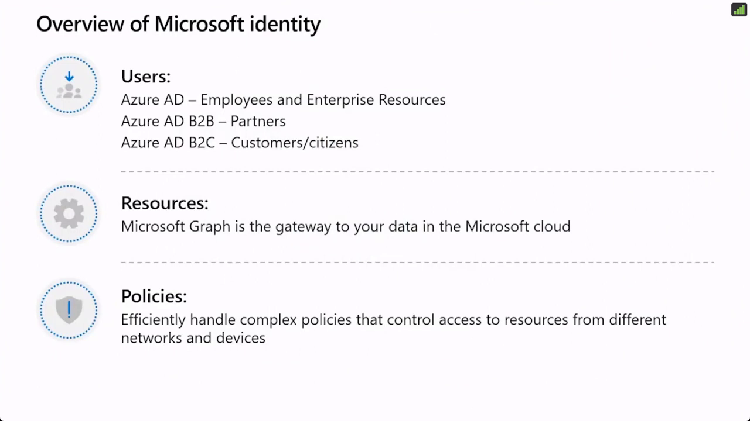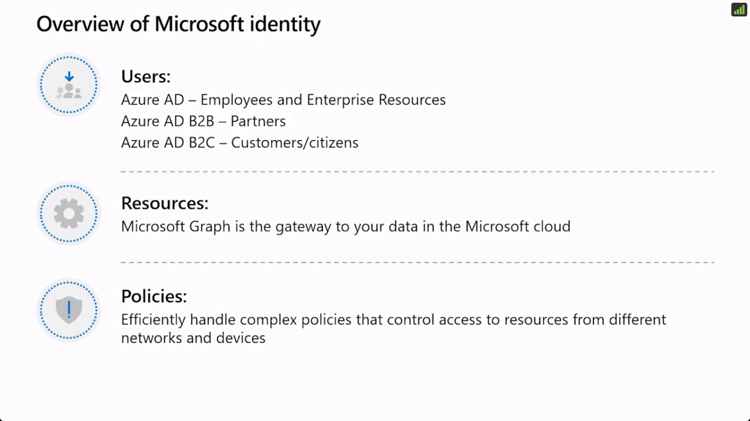So let's look at the overview of Microsoft Identity. In Microsoft Identity, you have got your users. Microsoft Identity includes three solutions for addressing the largest number of users. You have got Azure AD, so these are your employees and your enterprise resources. Then you have got the Azure AD B2B option, where you can work with your partners. These will be users who are in your partner's organization. And then you have got Azure AD B2C type of users, which means these can be customers or citizens. So you are able to work with users who are not part of a specific organization, but you can reach the general public.